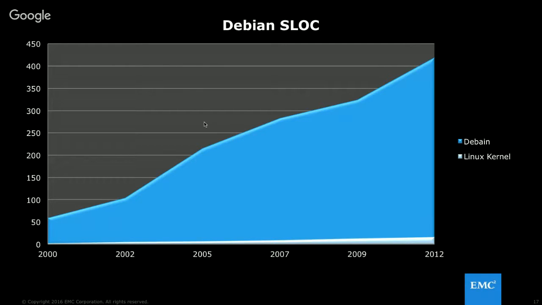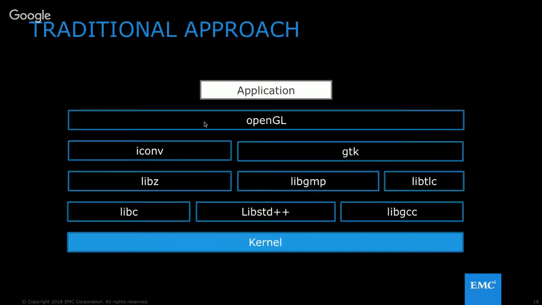If you look at the ratio between the kernel's lines of code and Debian's, you can see that most of it is in Debian. That's exactly what companies like CoreOS and other distros are trying to reduce, but none of them is touching the kernel. So let's look at the traditional approach.